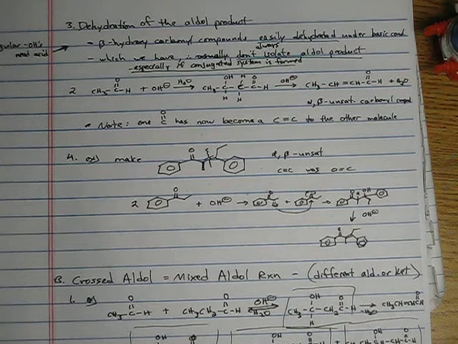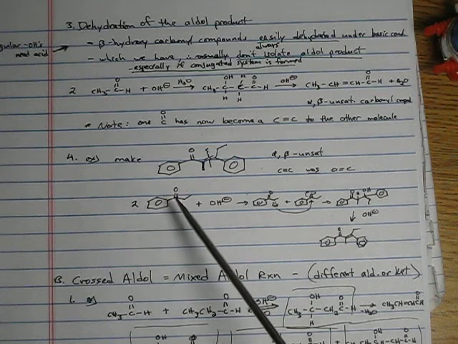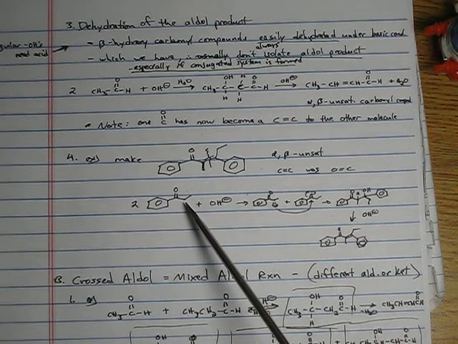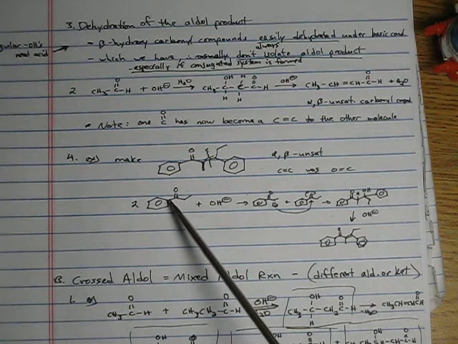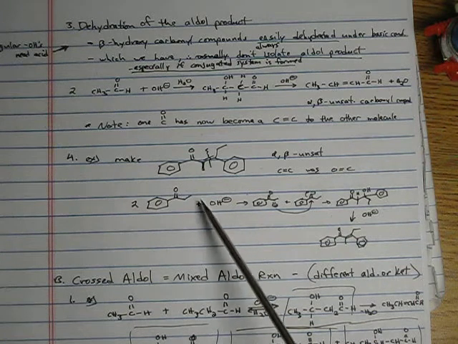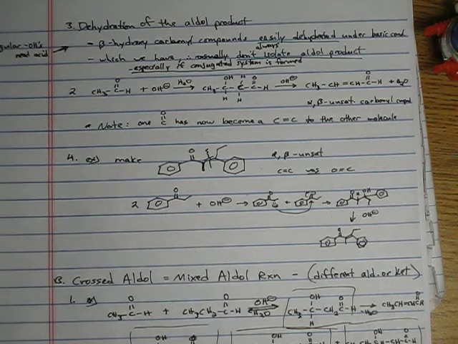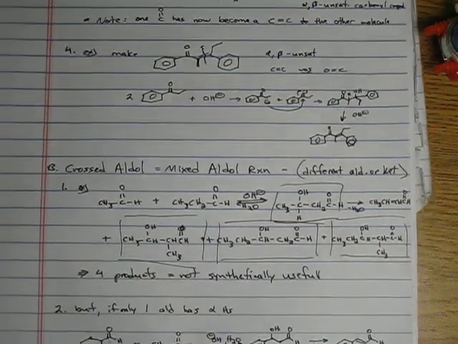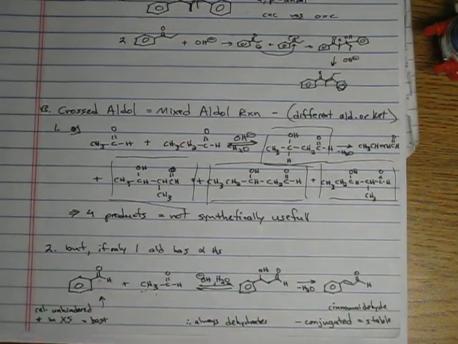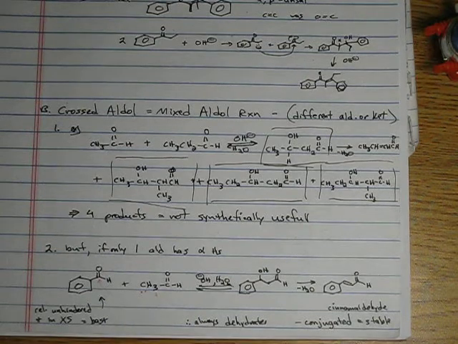But in this example, note we didn't have to worry too much because we only had this carbon here with hydrogens on it. There were no alpha hydrogens on this carbon, this alpha carbon over here. So this base could only attack those. What if that was not the case? Well, if that's not the case, we have what we call a crossed aldol reaction.